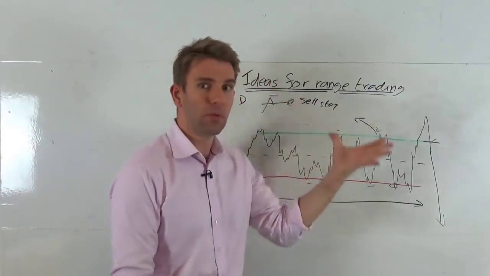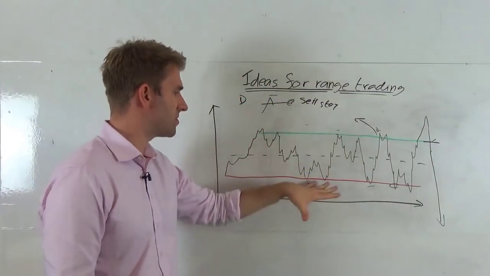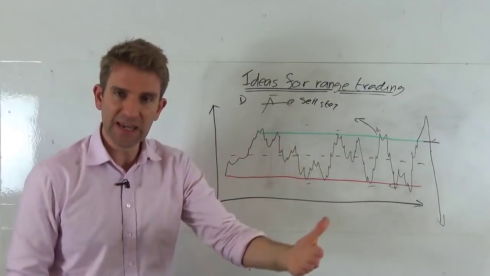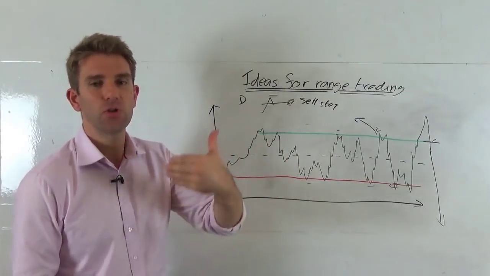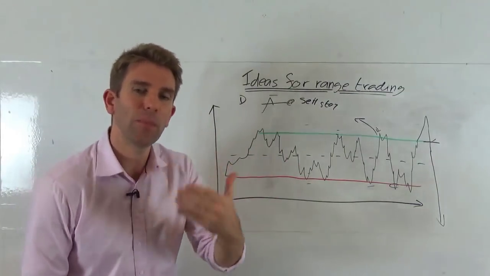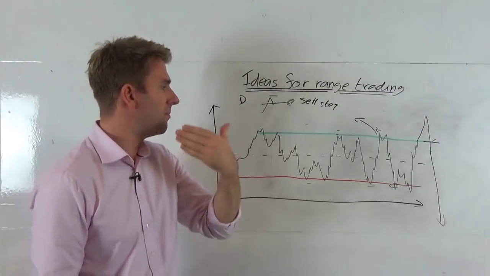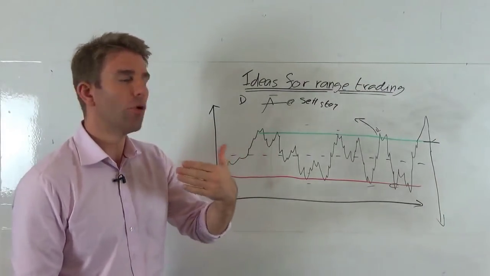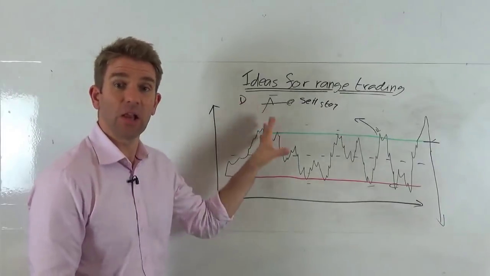People will say, hey, just go short the resistance, buy the support. Taking it one step further than that and recognizing it's not quite as easy. We need something a little bit more structured, a little bit more accurate, a little bit more defined risk. And I quite like this idea.